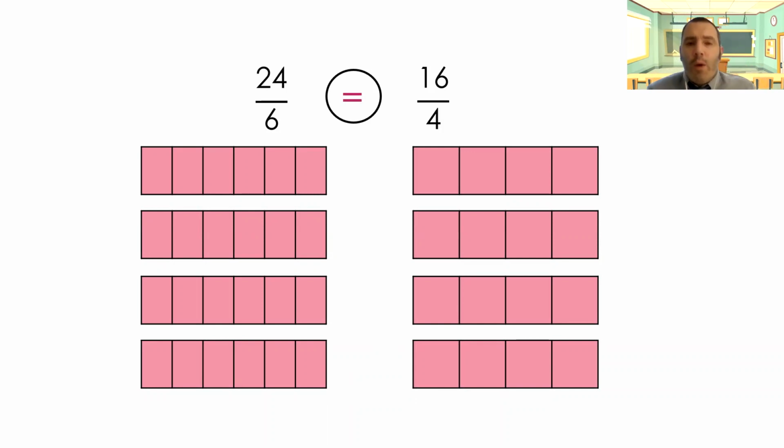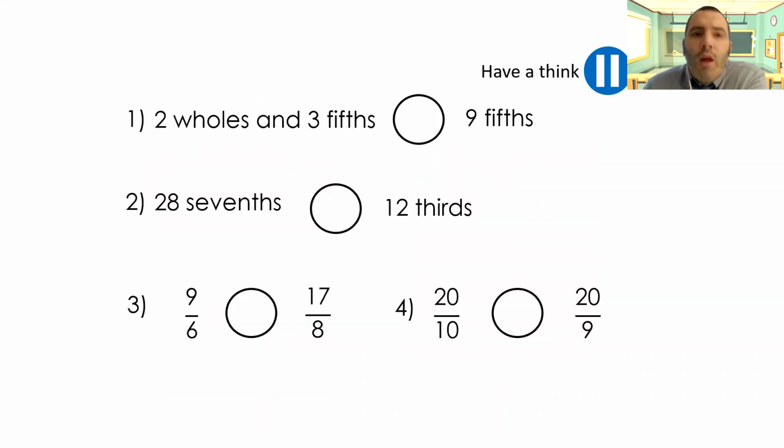So we were looking at equivalence yesterday. These are both worth 4 wholes. So have a think for yourself. 2 wholes and 3 fifths. Is that the same as, greater than, or less than 9 fifths?